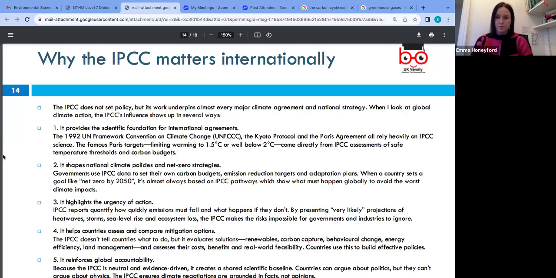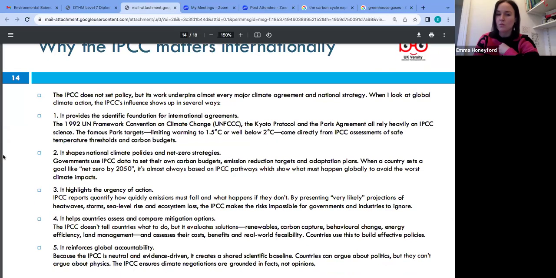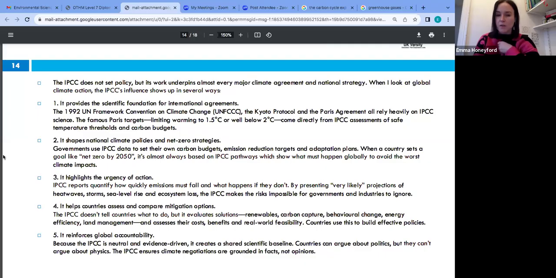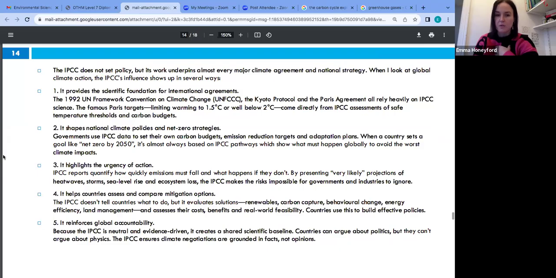It's almost always based on the IPCC pathways, which show what must happen globally to avoid the worst climate impacts. So it highlights the urgency of action. The IPCC reports quantify, and this is important, how quickly emissions must fall and what happens if they don't, by presenting very likely projections of heat waves, storms, sea level rise and ecosystem loss. The IPCC makes the risk impossible for governments and industries to ignore.